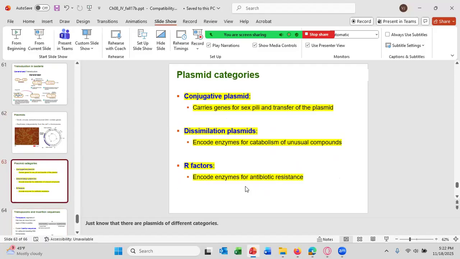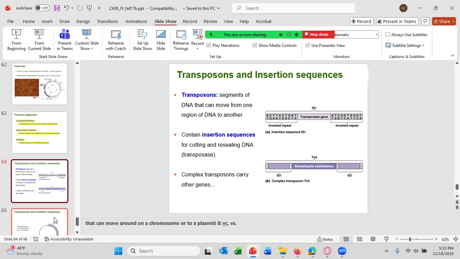There are different categories of plasmids. That's all you need to know. You don't need to know the names of the different categories. Just know there are different types of plasmids. All right, any questions about plasmids? If not, let's talk about a transposon.